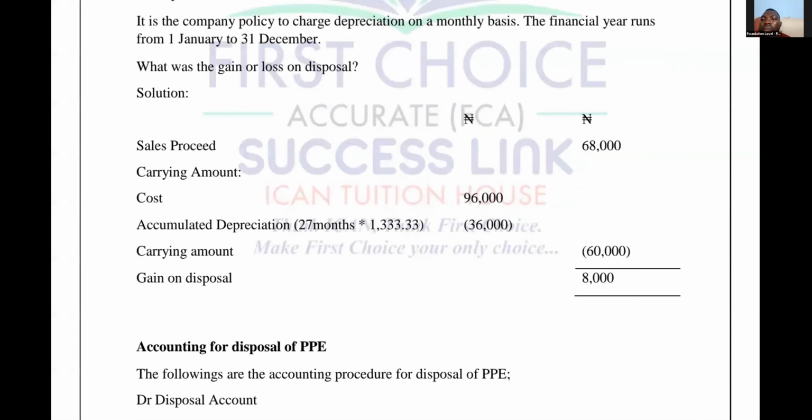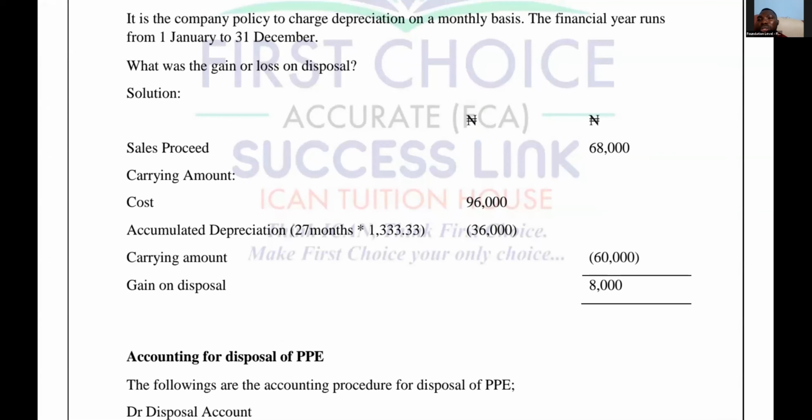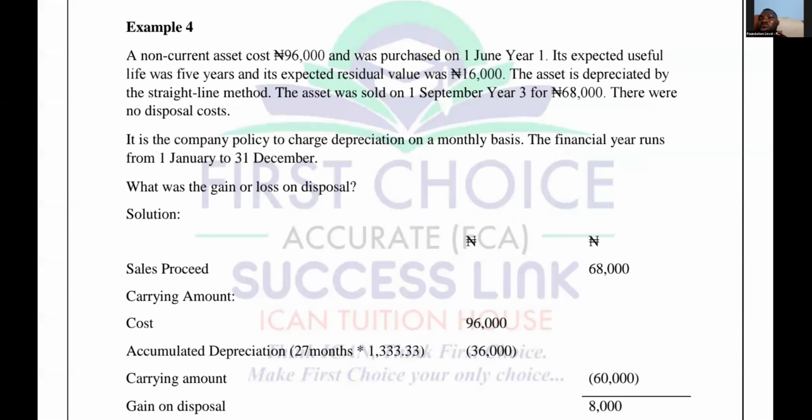The way we compute our depreciation is by calculating the number of months that we have used, because they say that the depreciation is on a monthly basis. So what is the number of months that we have used? Let's count from 1st June year one. That's to start from June, because it's 1st of June, so June is part of it. June to December of year one is how many months? 7 months. The second year is how many months? 12 months. 12 plus 7 will give us 19 months.